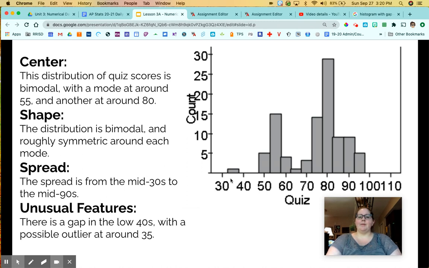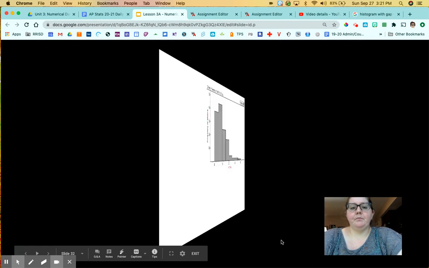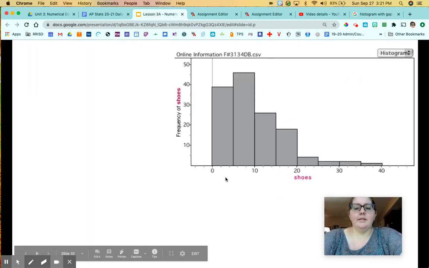Right? So again, we want to make sure that we're talking about context. So noticing that I'm mentioning quiz scores somewhere in that description. You don't have to mention it at every turn, but somewhere in your overall description, you should mention the actual variable you're describing. For this one, this is the number of shoes people said they owned on the survey.